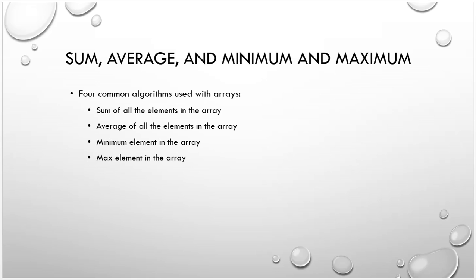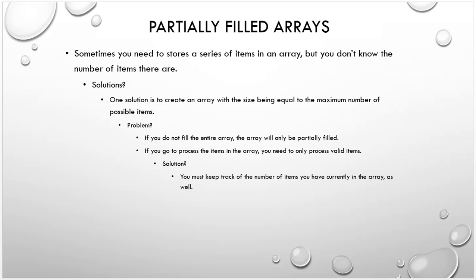Then the other algorithms that you may need to come up with is adding up all the elements in an array. So that means you are traversing the array and adding up each element to the previous total until you have the total. Then you've got the average, the minimum, and the maximum element. These are some of the things that you need to do as you come up with your algorithms.